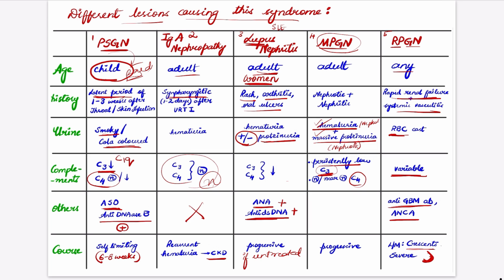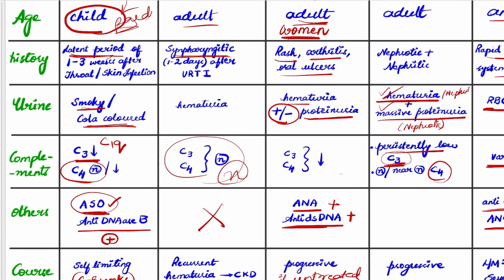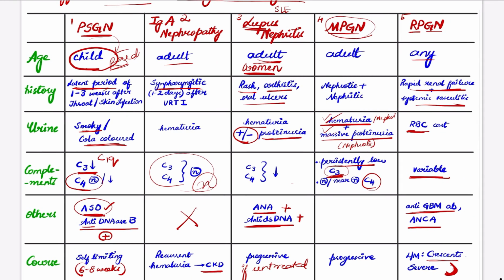Coming to the antibodies, for post-streptococcal GN you can remember anti-streptolysin O, ASO, which is easily remembered. The other is anti-DNase B antibody. Lupus is a manifestation of SLE, so antinuclear antibody ANA and anti-dsDNA antibodies are positive. For RPGN, remember the glomerular basement membrane, so anti-GBM antibodies are positive, and ANCA-associated vasculitis, because of the history of systemic vasculitis, so you can also remember ANCA.